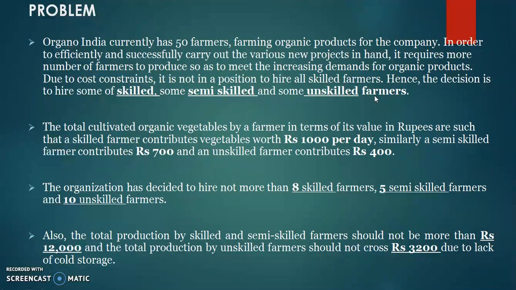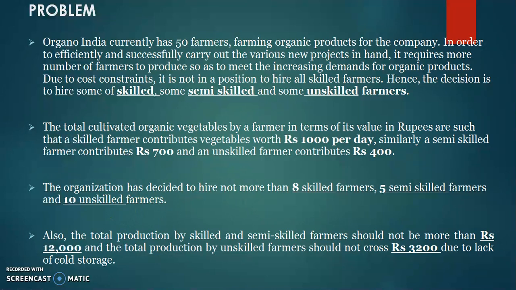The total cultivated organic vegetables by a farmer in terms of its value in rupees are such that a skilled farmer contributes vegetables worth rupees 1000 per day. Similarly, a semi-skilled farmer contributes rupees 700 and an unskilled farmer contributes rupees 400. The organization has decided to hire not more than 8 skilled farmers, 5 semi-skilled farmers and 10 unskilled farmers.